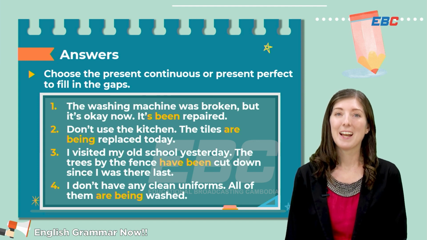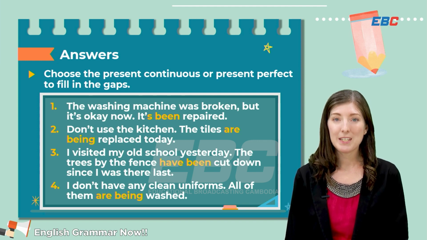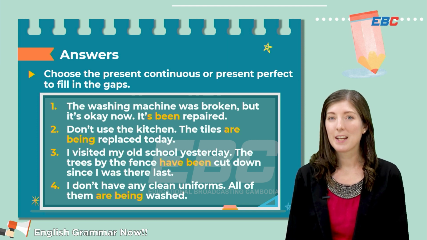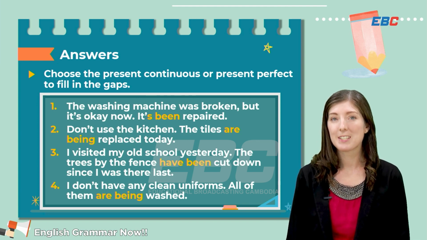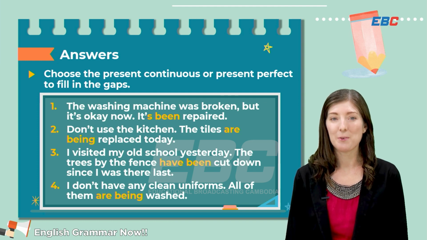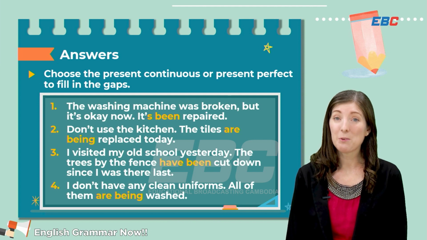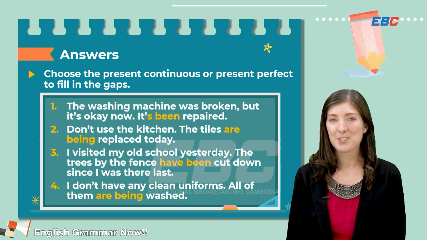For number 3, I visited my old school yesterday. The trees by the fence have been cut down since I was there last. Again, this is something that has already happened in the past, but we're noticing it now. So we'll use the perfect tense. Have been cut down. For number 4, I don't have any clean uniforms. All of them are being washed. We need to use the continuous tense here because, unfortunately, they are being washed now, which is why I don't have any clean ones. Are being washed.